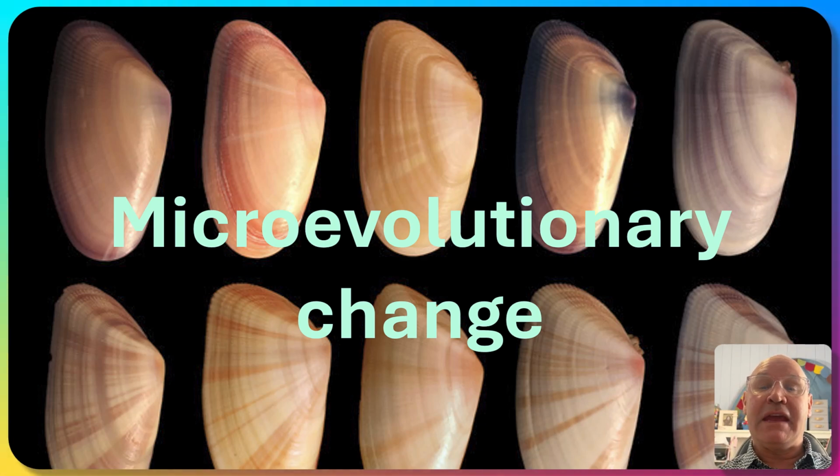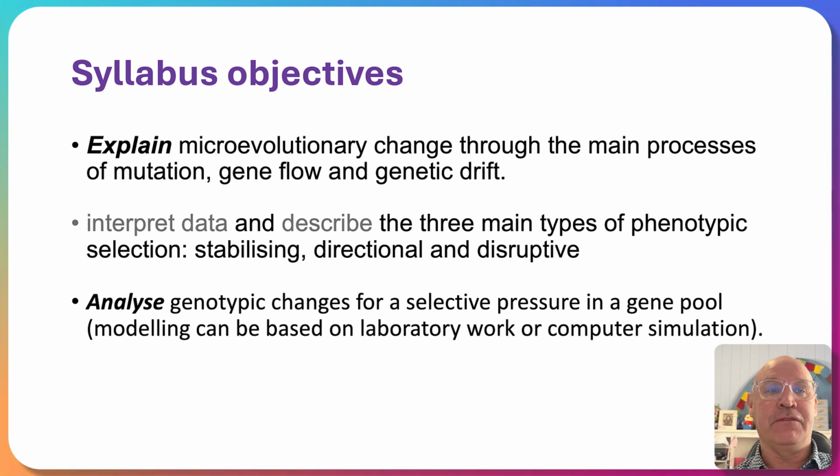So let's talk about mechanisms of microevolutionary change. Here's the syllabus objectives. There's 3, but this third one is about reviewing data or doing a simulation and reviewing data from that. So we're only going to talk about the first 2.